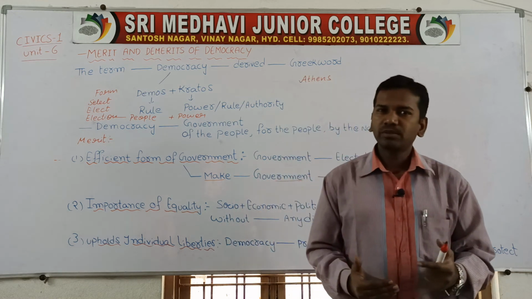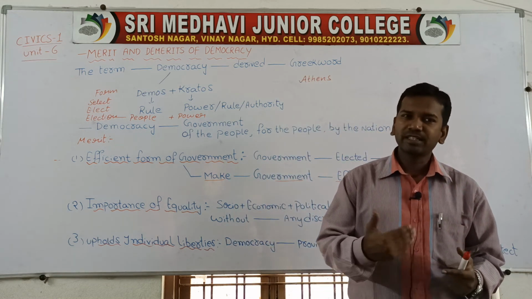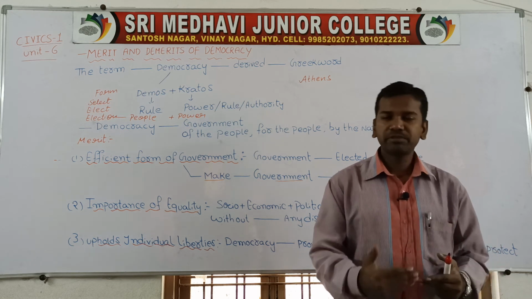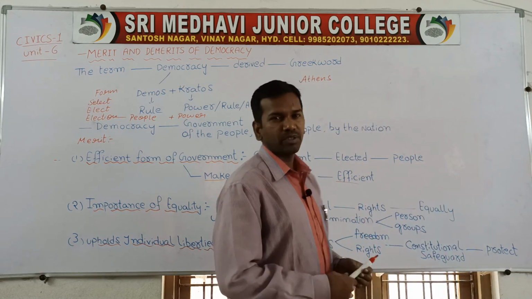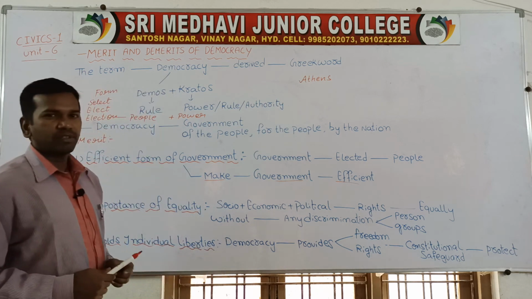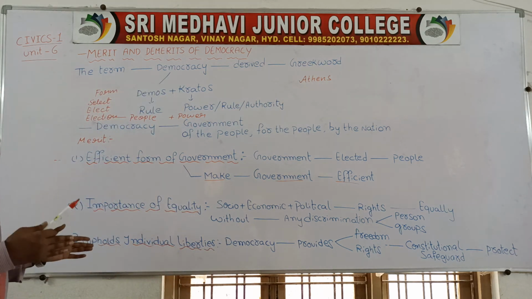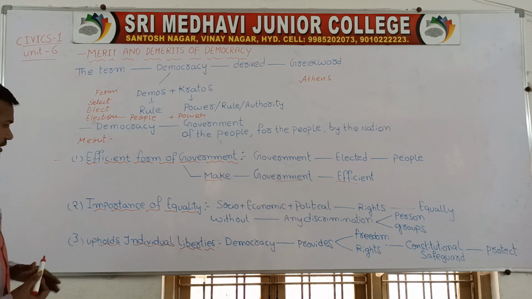If the government knows that if they do not work efficiently, in the next 5 years they can't come to power again, then the government will work efficiently. So this is the best form of government. Whenever elections are conducted every 5 years, within that 5 years the elected government will work very efficiently.